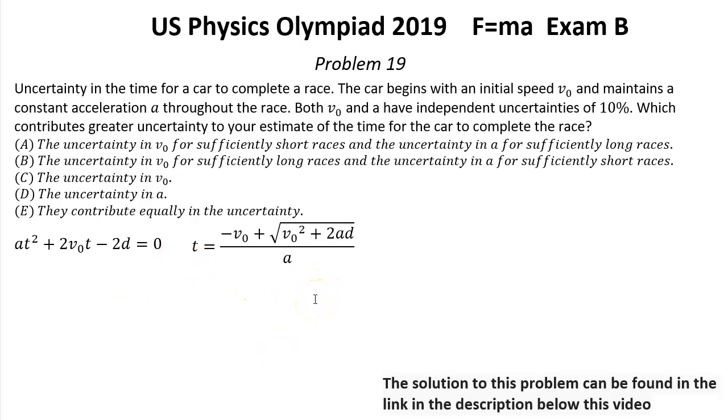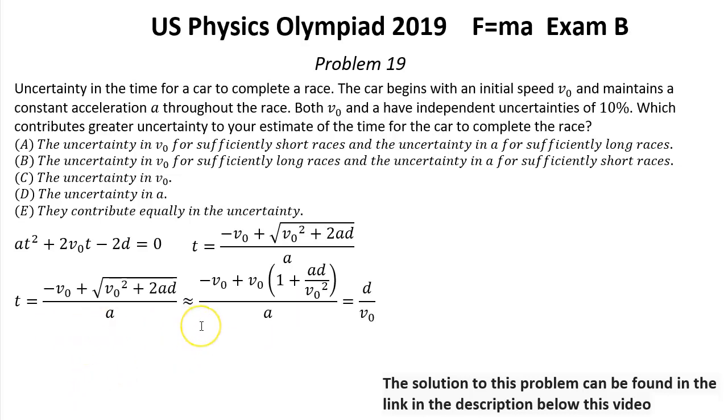Let's estimate this solution for small distance and for big distance. For small distance we have this approximation, which is about d over v0. And we can see that for small distance, time depends only on distance. It means that the main contribution was from uncertainty of distance.